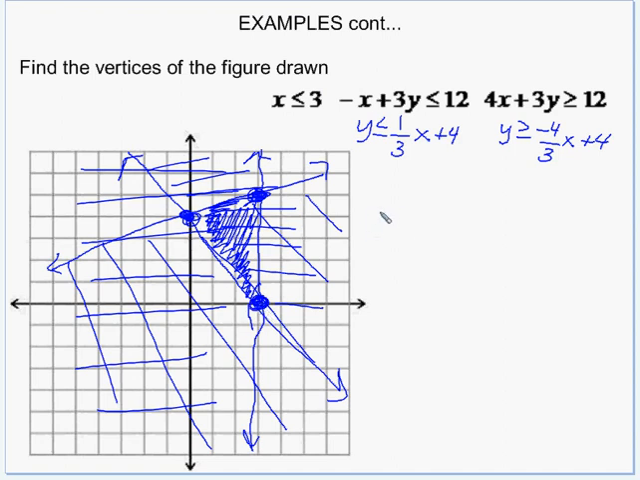So the first one here is going to be 0, 4. One down here is going to be 3, 0. And then we have our 3, 5. So these are the vertices that make this polygon. And that is it.